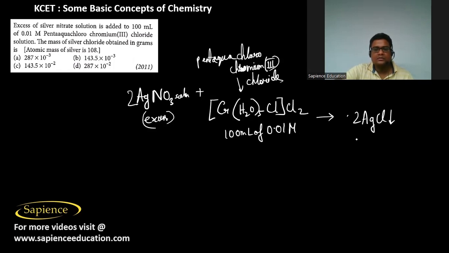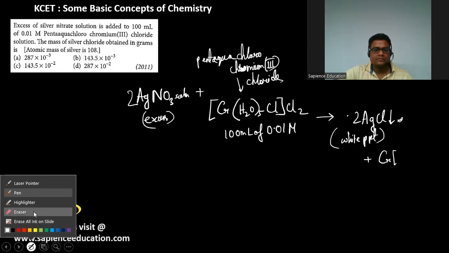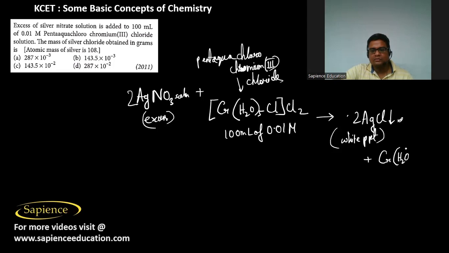Now silver chloride is a white colored precipitate. White precipitate will be formed. Then plus it will form chromium penta-aqua chloro nitrate, [Cr(H2O)5Cl](NO3)2. This will be formed.